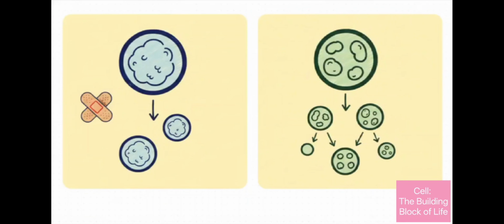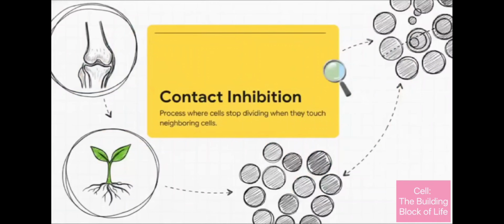Meiosis, however, is a whole different ballgame. It's exclusively for sexual reproduction. It produces 4 cells, each completely genetically unique and containing exactly half the normal number of chromosomes, creating the gametes needed to form new life. But whether you're repairing a knee or growing a new leaf, cell division has strict rules.